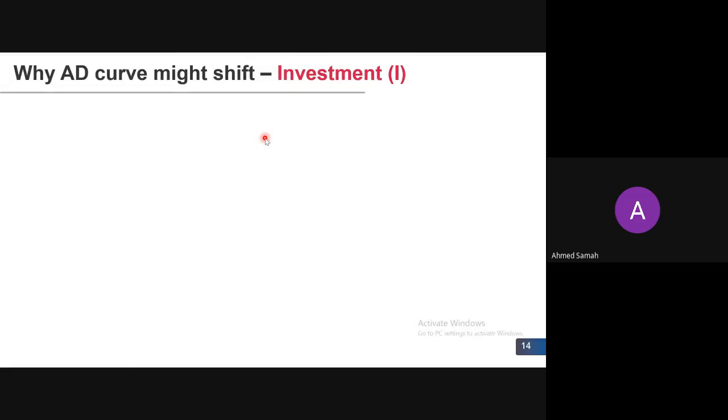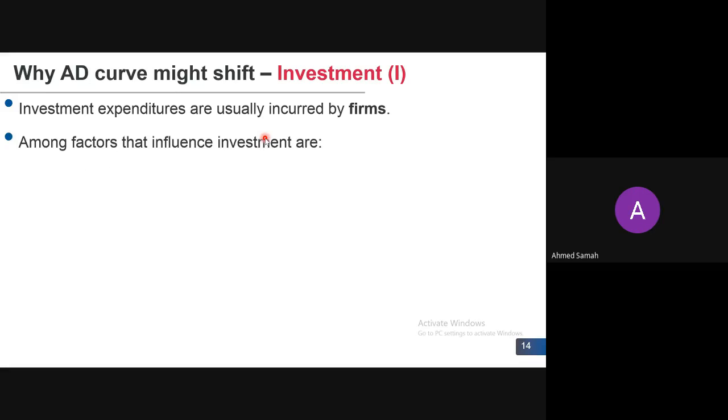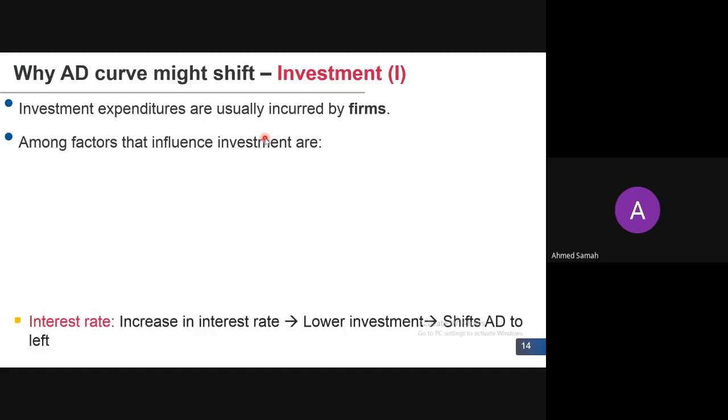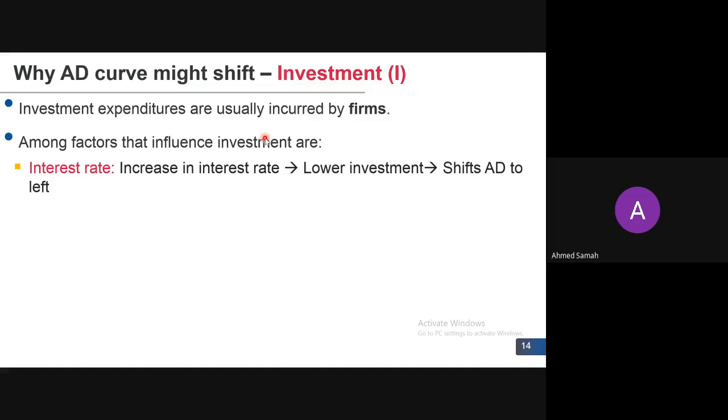Then, in terms of investments, investment expenditures are usually incurred by firms. The factors that influence investments include interest rates. When there is an increase in interest rates, that means the cost of borrowing is now higher. Because of that, there will be lower investments and there will be a shift of the aggregate demand curve to the left.